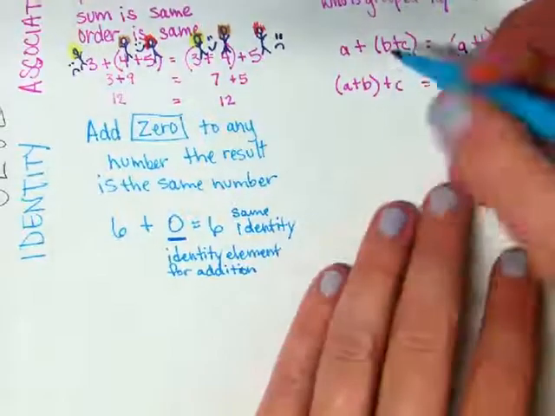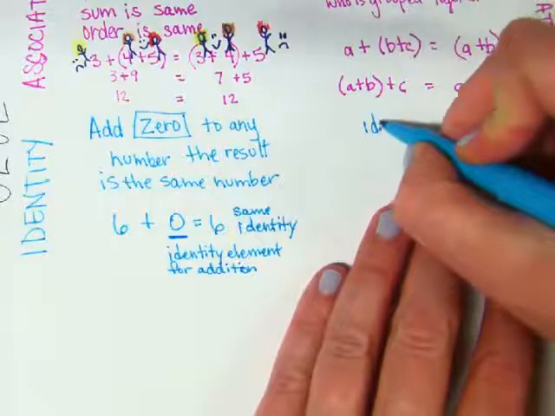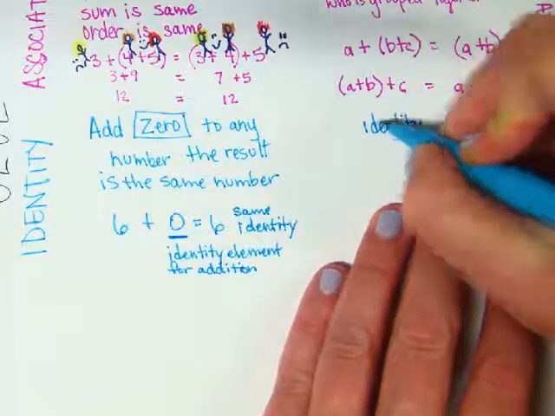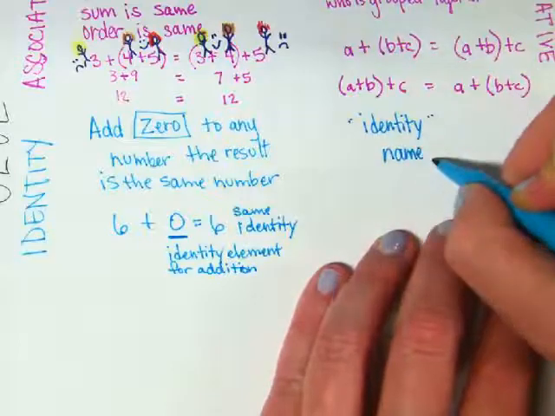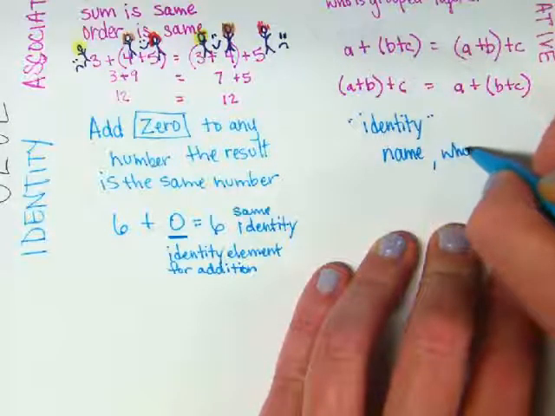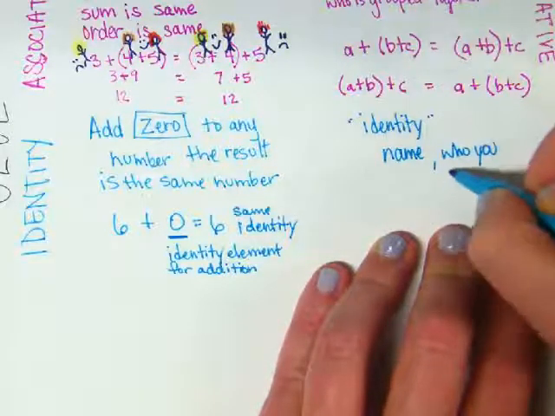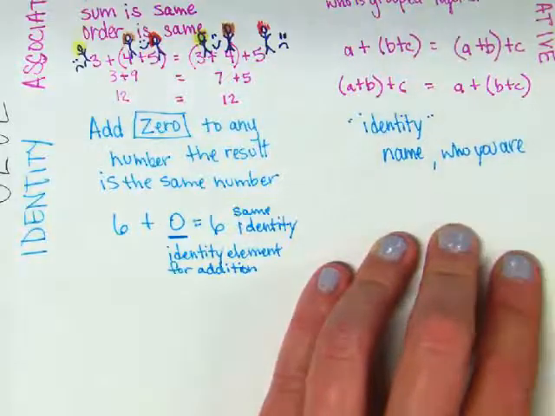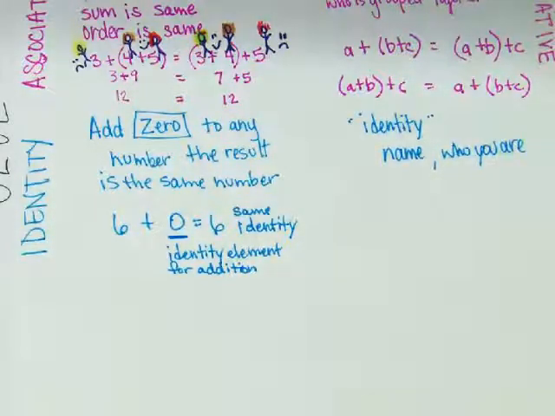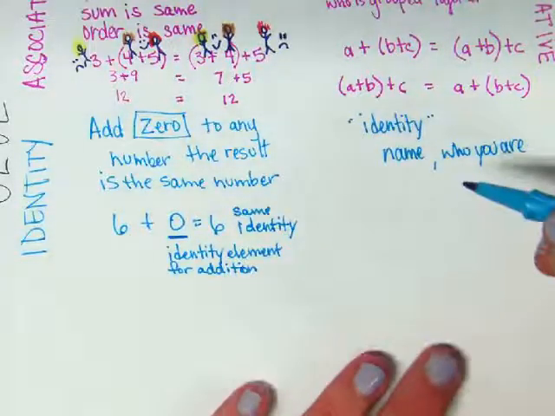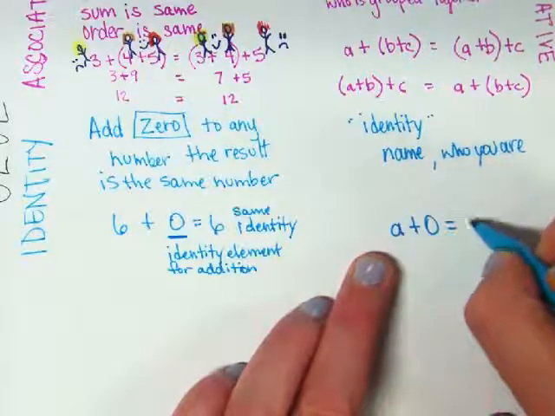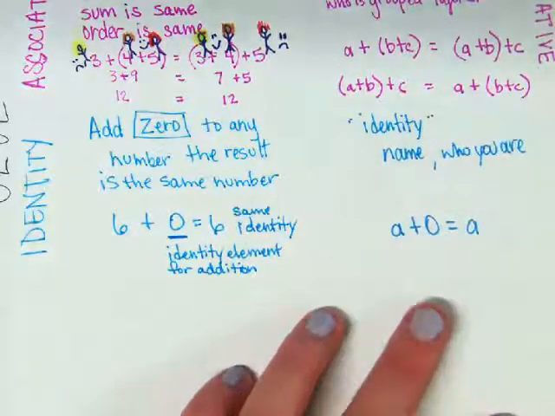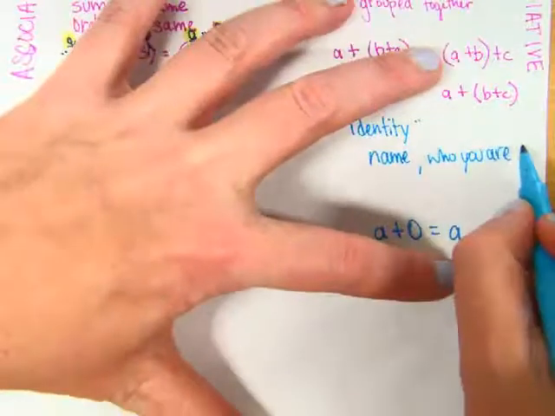And your identity, that's your name. That's who you are. And we're not changing who the number is. It's still that same number. So any number, if we add 0 to it, we're still going to get that same number. That's the identity property of addition.